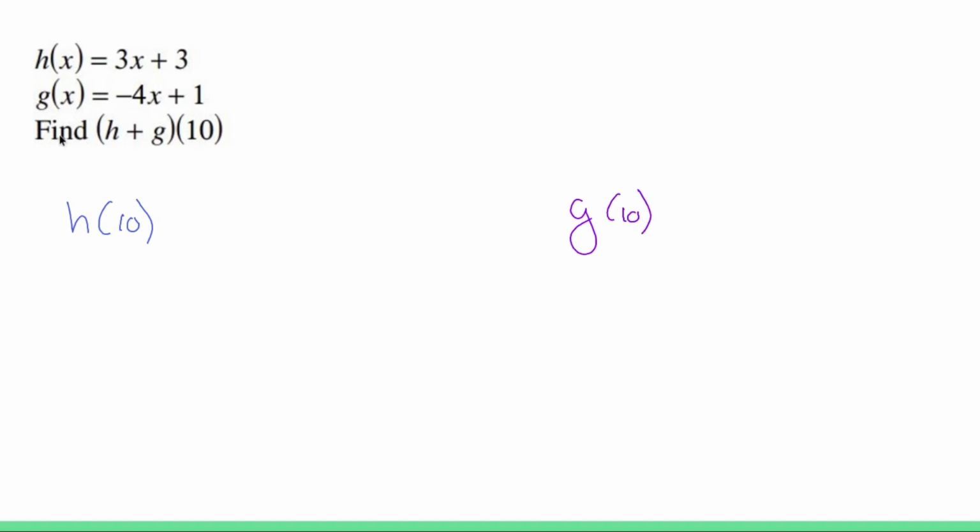So h of 10 is going to be you replacing every x with 10 in h. So 3 times (10) plus 3, according to PEMDAS, is 30 plus 3, 33.